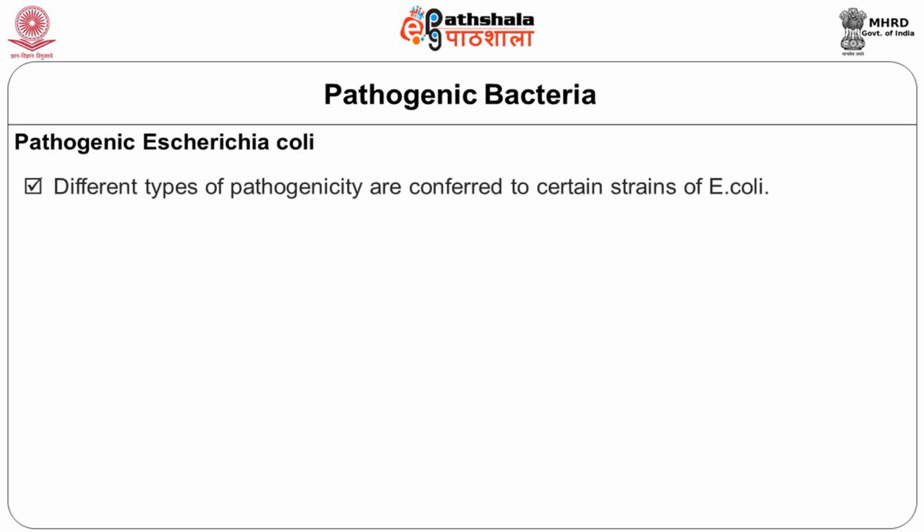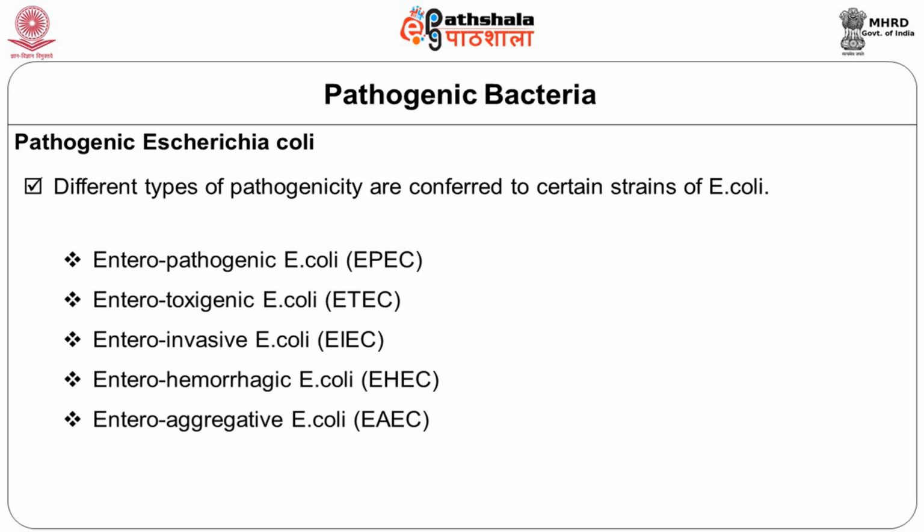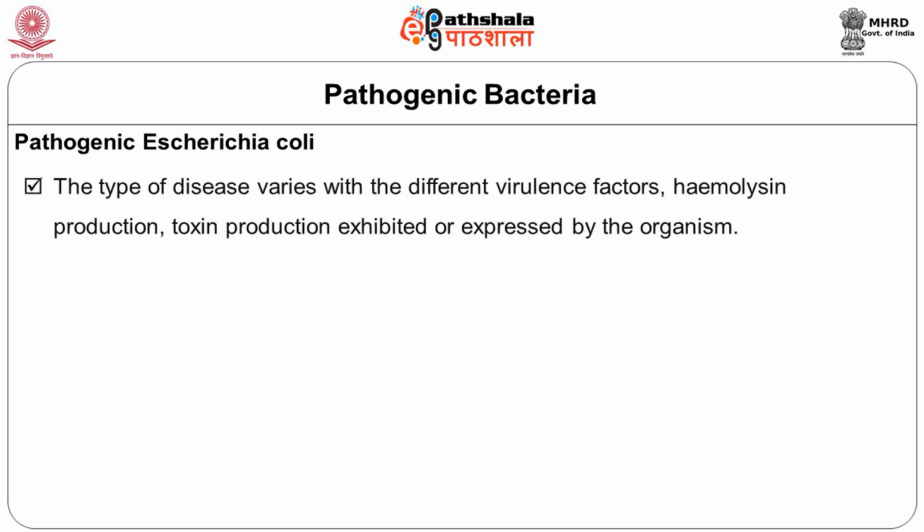Based on their pathogenicity, E. coli are classified into 5 different strains. The one is enteropathogenic E. coli, then we have enterotoxigenic E. coli, then enteroinvasive E. coli, enterohemorrhagic E. coli, and enteroaggregative E. coli. Based on the nomenclature itself, we try to understand how they are actually causing pathogenicity. The type of diseases vary with different virulence factors, hemolysin production, toxin production exhibited or expressed by the organism. That is how these 5 are classified.